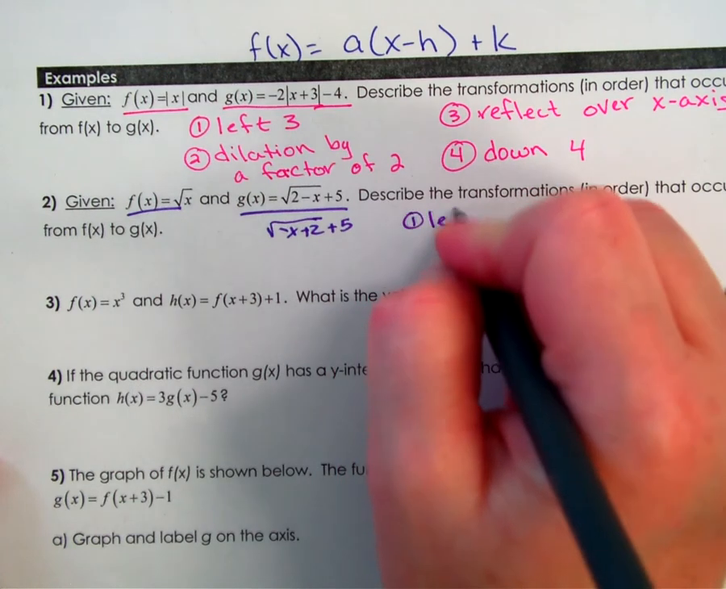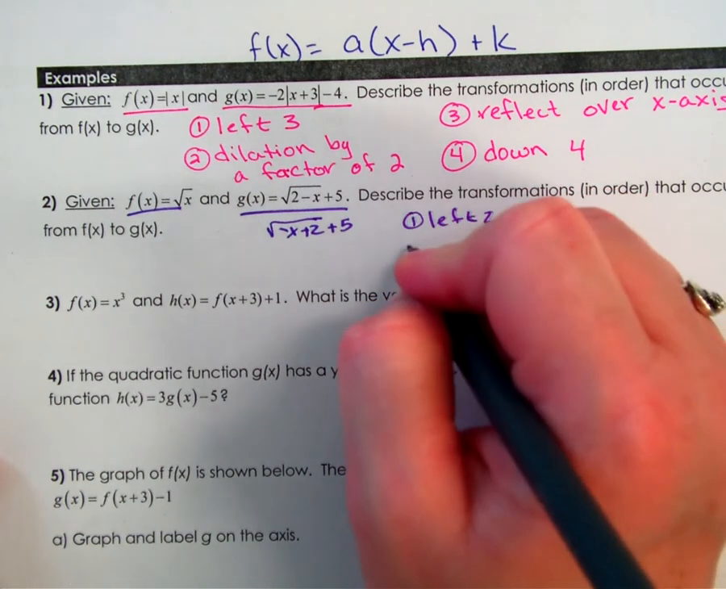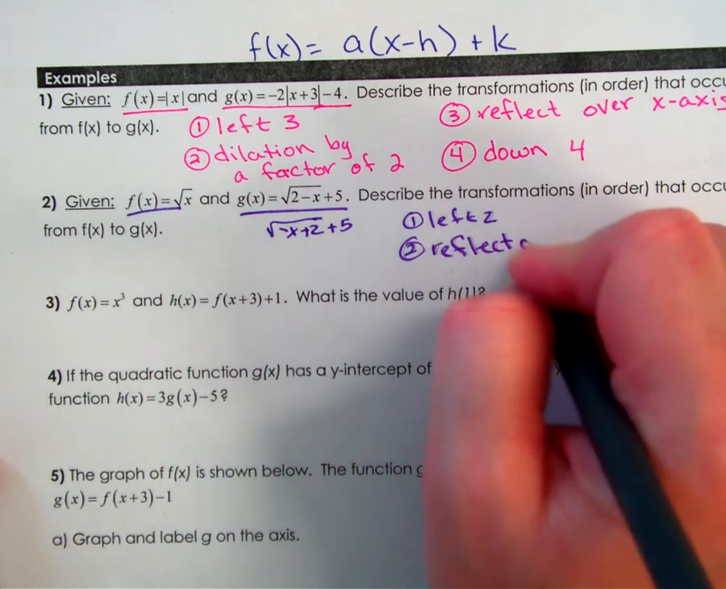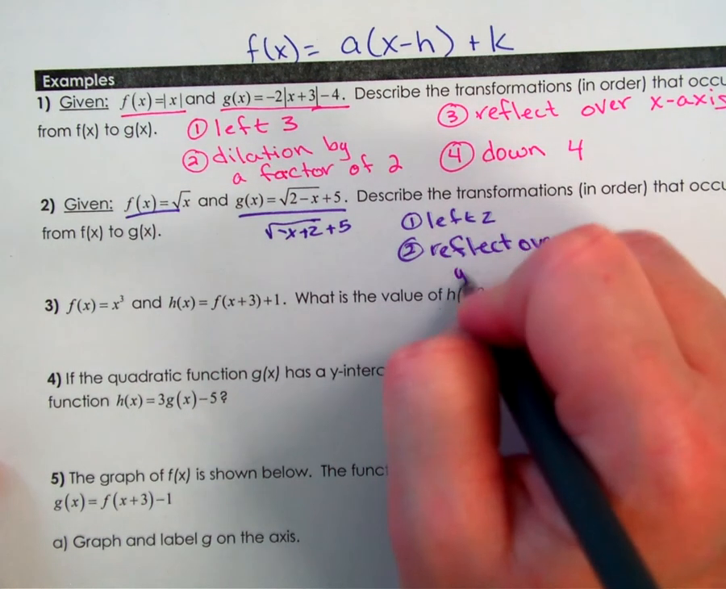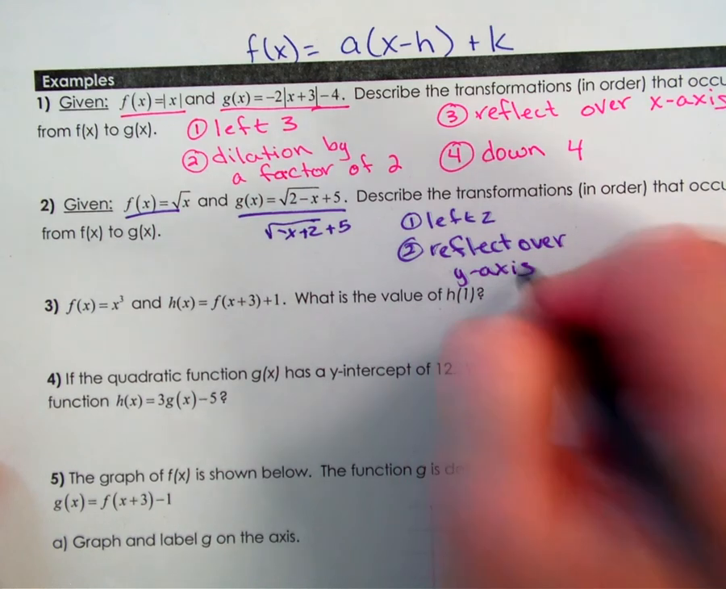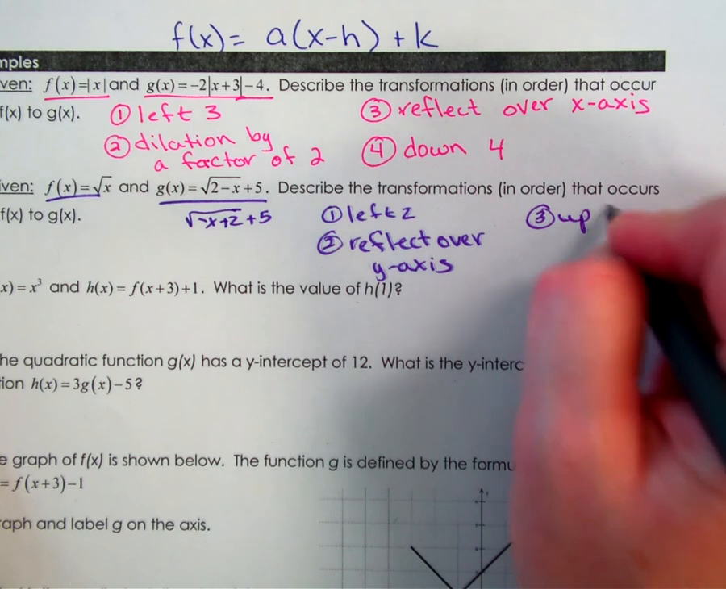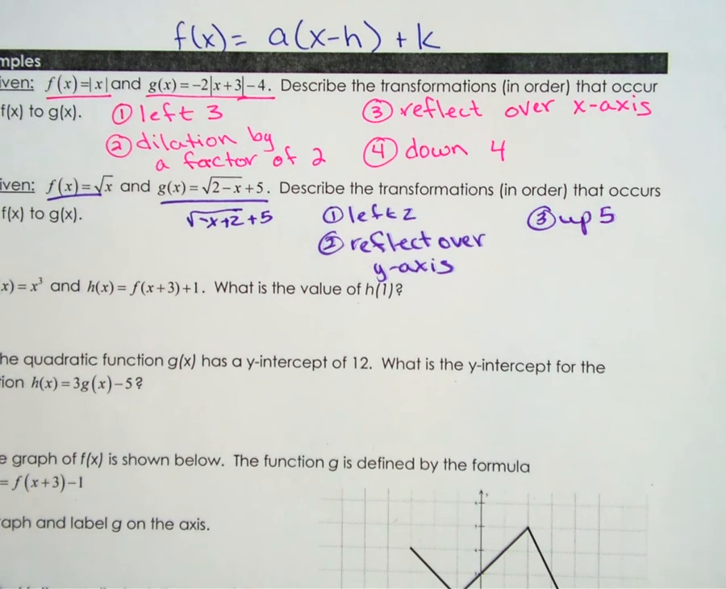So this is going to first move left 2. Then it's going to reflect over the y-axis. And then it's going to go up 5. So you got your +2, and then you got that minus right there, which is right next to the x. It's now out in front of the entire function. And then +5.